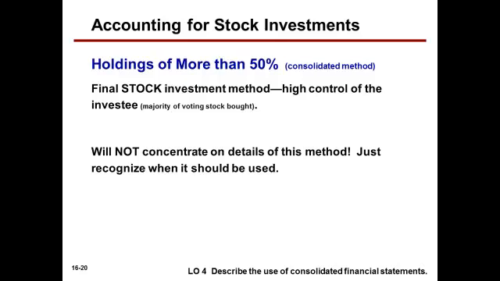Let's move to the third scenario, holdings of a stock investment that are more than 50% of the investee's ownership. This is the final stock investment method. There's a high degree of control exercised over the investee. If the investor owns the majority of the voting stock, we will not concentrate on the details of this method. I just want you to recognize when it should be used. That is, when stock ownership exceeds 50% of the value of the investee corporation's stock.